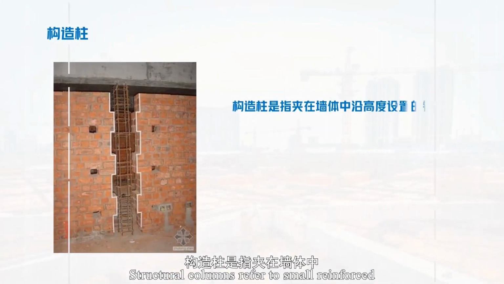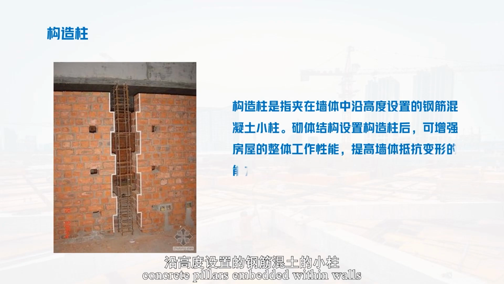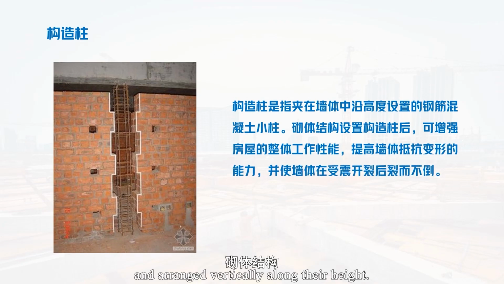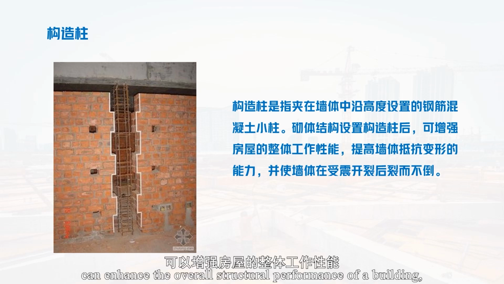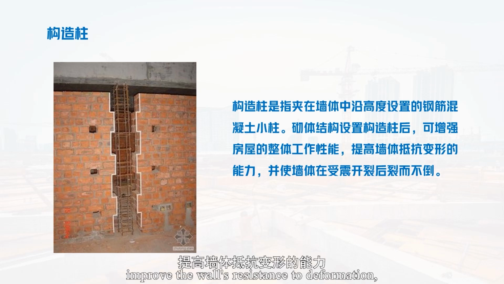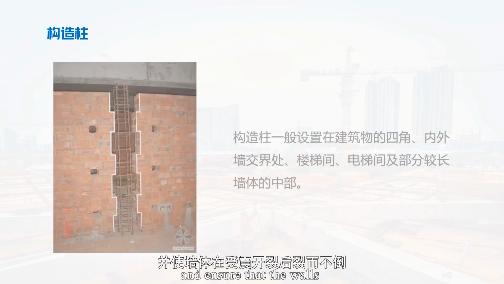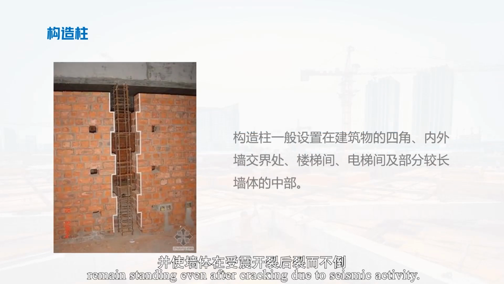Structural columns refer to small reinforced concrete pillars embedded within walls and arranged vertically along their height. The installation of structural columns can enhance the overall structural performance of a building, improve the wall's resistance to deformation, and ensure that the walls remain standing even after cracking due to seismic activity.